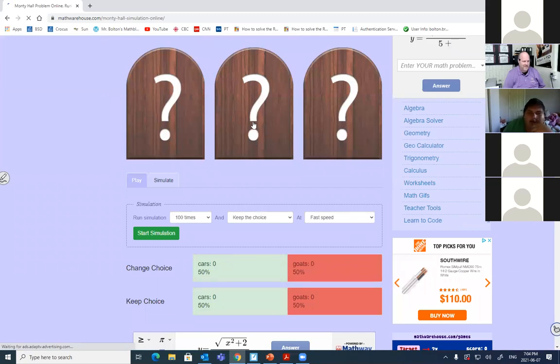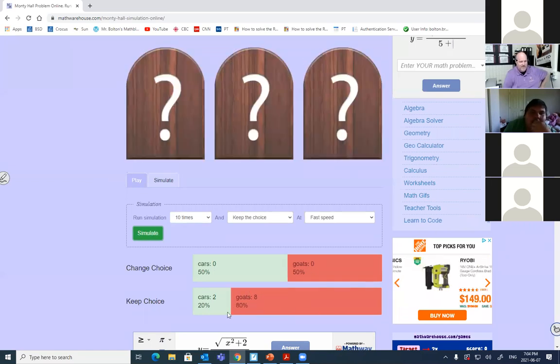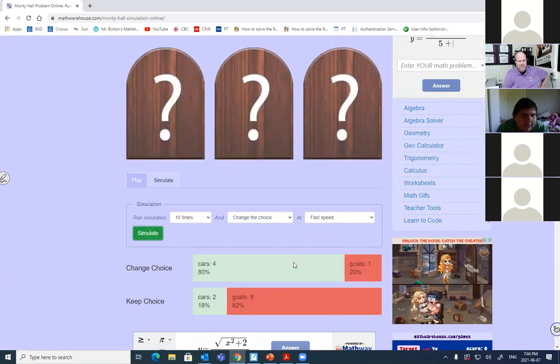Shh. I picked this one. I picked it. Oh, so then what you can do is you can run the simulation however you want. Keep the choice or switch the choice. So let's start the simulation. So I kind of go, and you can see. So if I kept my original one, two cars and eight goats. So let's try this one. Let's try change the choice and simulate. Let's do this. Change the choice. Look how many cars I won as opposed to goats, right? Anyways, play around with that one. It's kind of fun. Okay. Sorry, let me go.